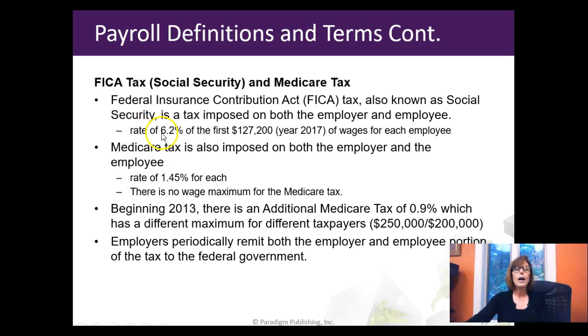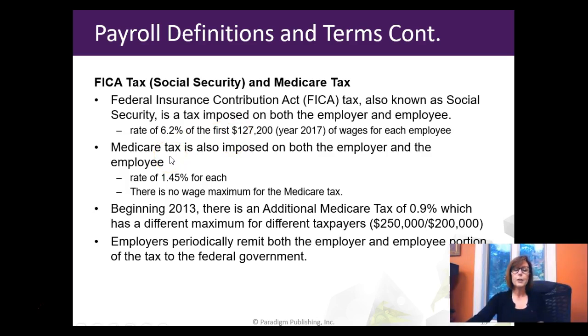And FICA, Social Security tax, is 6.2%. And for the tax year 2017, it was on the first $127,200. I'm not sure what it is currently, but a simple Google search will tell you that.